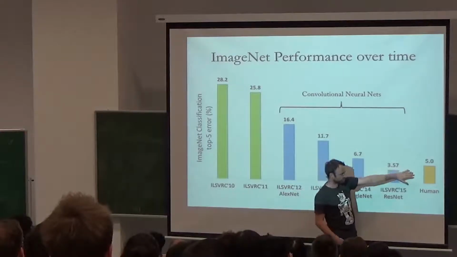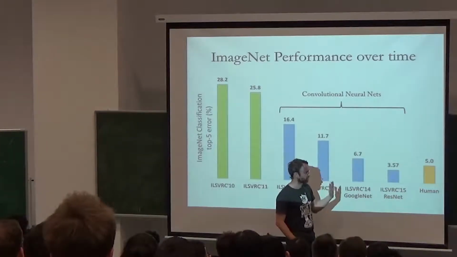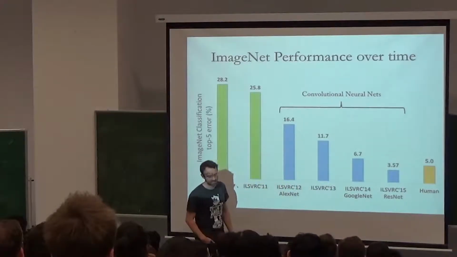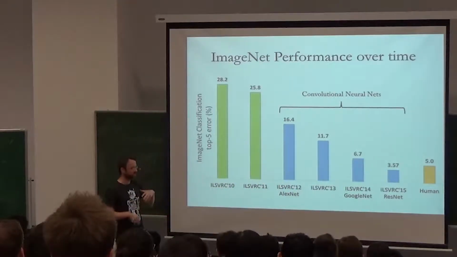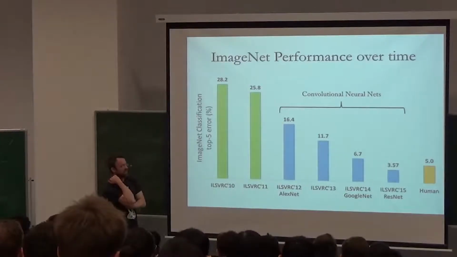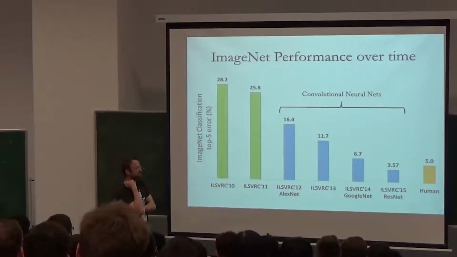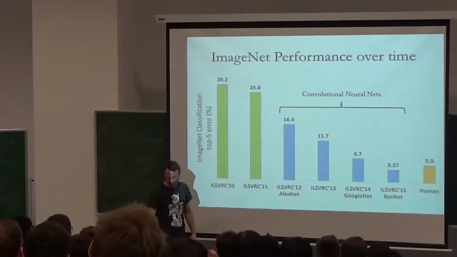But when one of the ImageNet organizers did that himself, he got an error rate that was about 5% or something like that. So these models, at least in this somewhat limited setting, are doing pretty well compared to humans. And this all happened in just a few years.